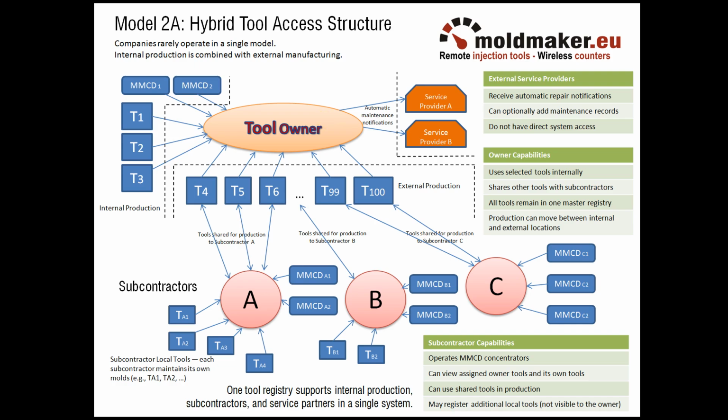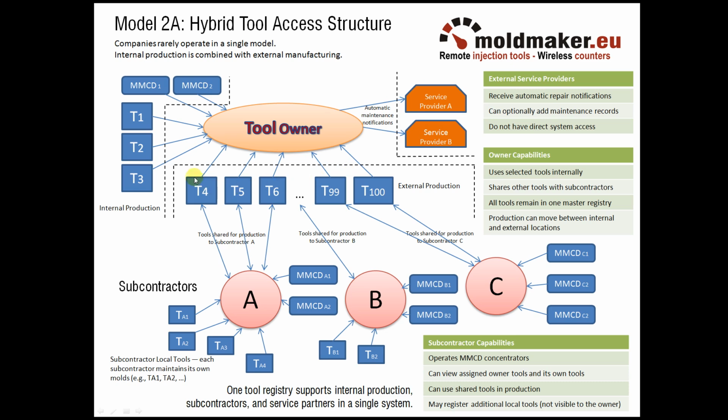Model 2A. Hybrid Tool Access Structure. This slide presents the scenario that is closest to real life. The tool owner produces partly in their own plant and partly at subcontractors. At the same time, the company may cooperate with external service providers or tool shops. During a single year, the same mold may operate in several different locations.